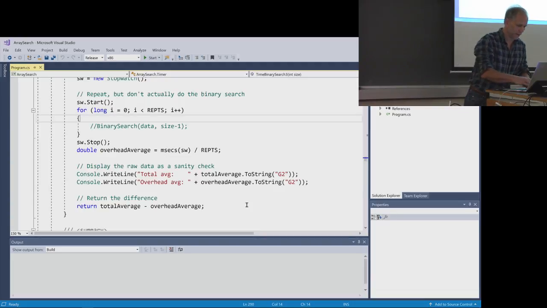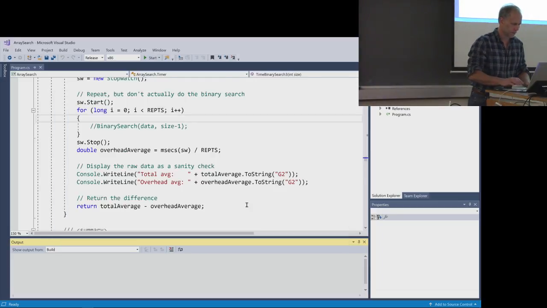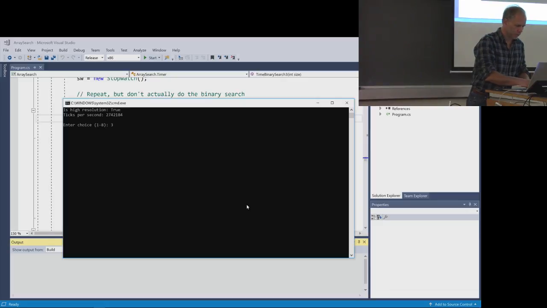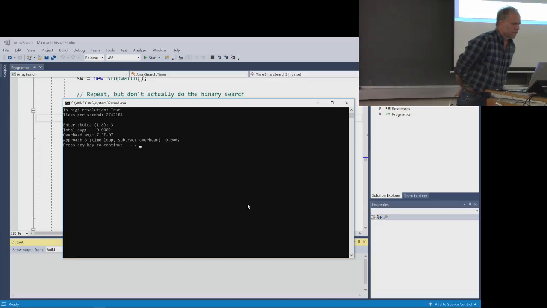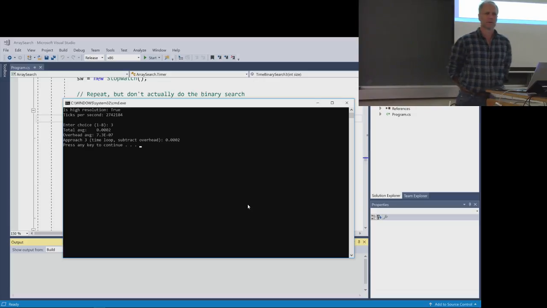Okay, so let's try that. I don't remember what the answer was. For 2 it was 3 zeros and then 1 9. And then we'll do it for 3 and see if that makes any difference. Okay? It actually looks slightly higher, which is unusual. But you can see that the average time was 0.0002. The overhead was tiny, and so really the overhead in this case made no difference.